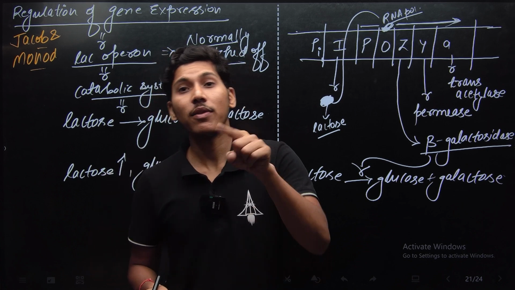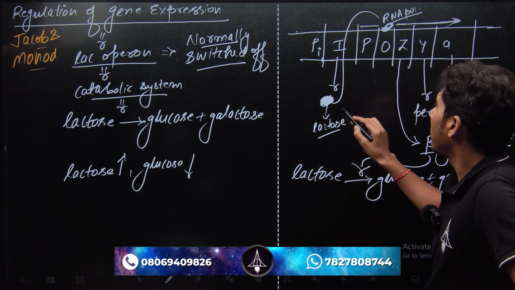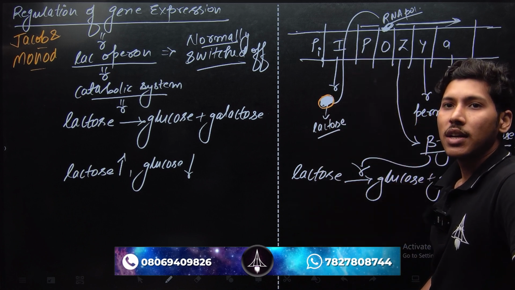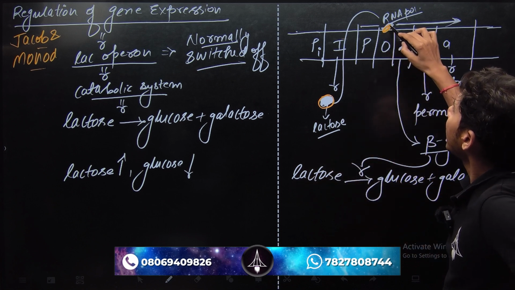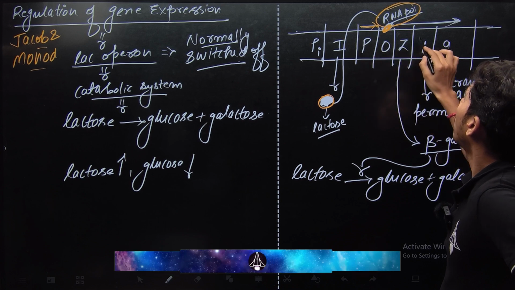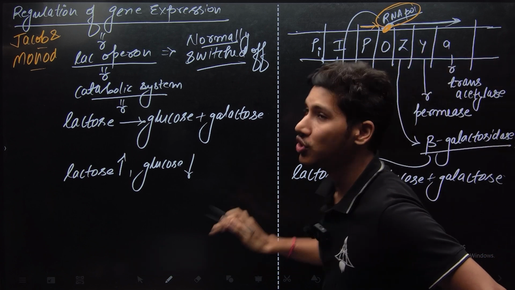And how is it switched off? It is switched off in normal conditions because this inhibitor gene produces a protein known as inhibitor protein or repressor protein, which binds to the operator site of this operon, and it does not let the RNA polymerase transcribe the Z, Y and A genes.